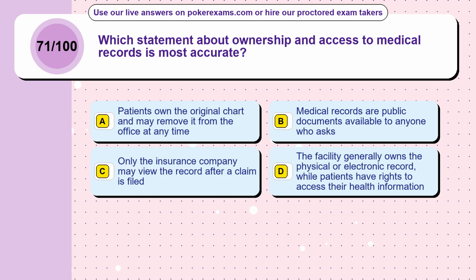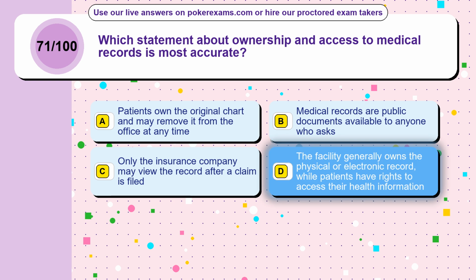Question 71. Which statement about ownership and access to medical records is most accurate? Option A. Patients own the original chart and may remove it from the office at any time. Option B. Medical records are public documents available to anyone who asks. Option C. Only the insurance company may view the record after a claim is filed. Option D. The facility generally owns the physical or electronic record, while patients have rights to access their health information.